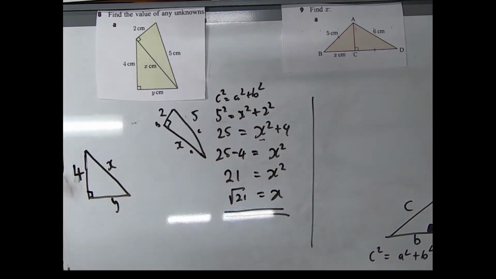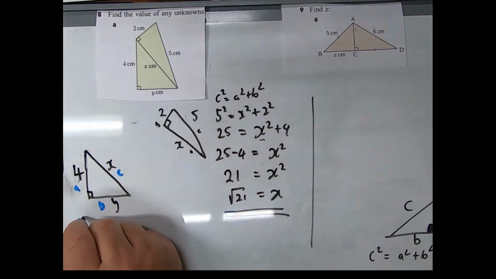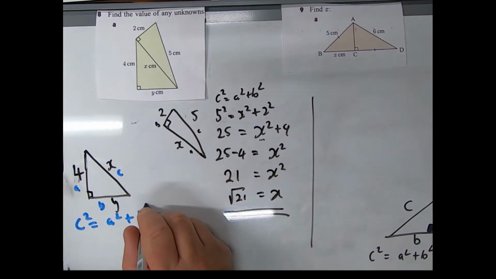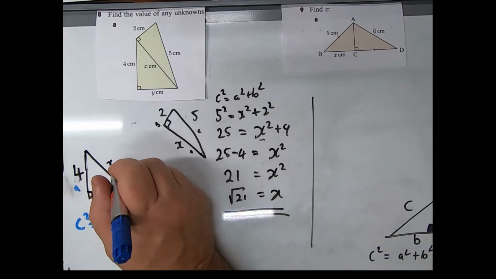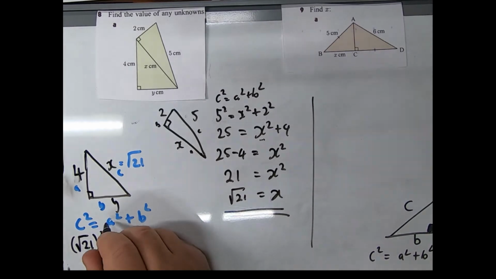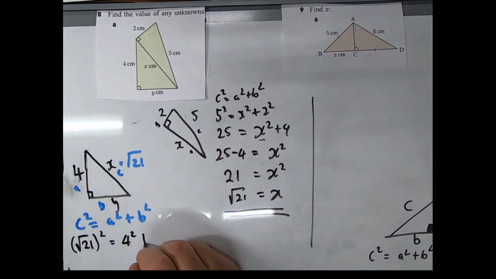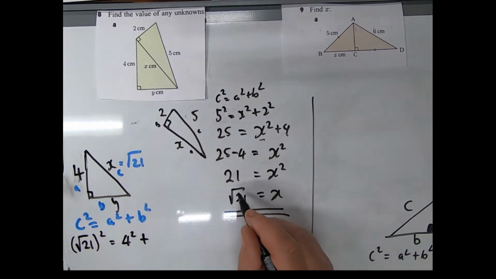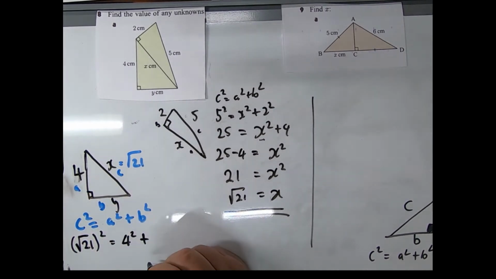Let's go over here. C, A, B. C squared equals A squared plus B squared. I now can write square root of 21 there. So, C squared is the square root of 21 all squared equals A squared. My picture is 4 squared. And here is the mysterious Y. So what I've done here is I've found one of the letters. So when I go to the second triangle, I have two numbers and one letter.